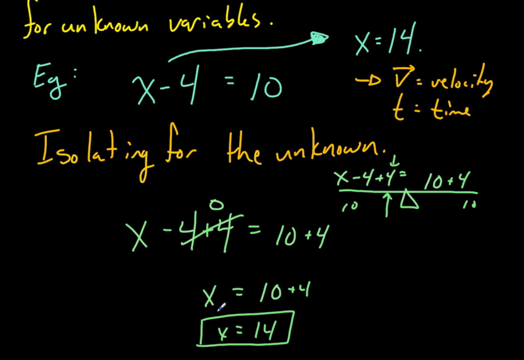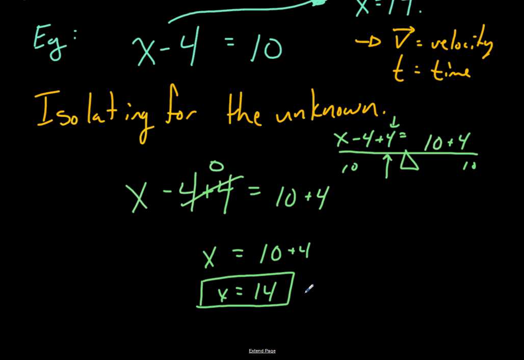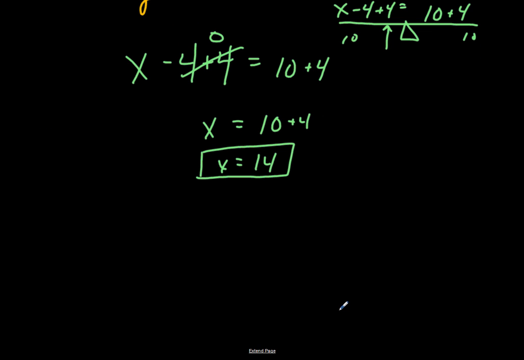So there you go. That's a very simple example of what you're going to do in algebra. You do the opposite operation of what you were working on in order to isolate a variable. So let's try one on our own.